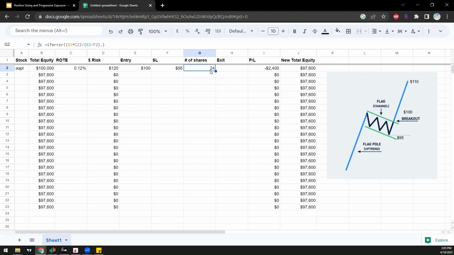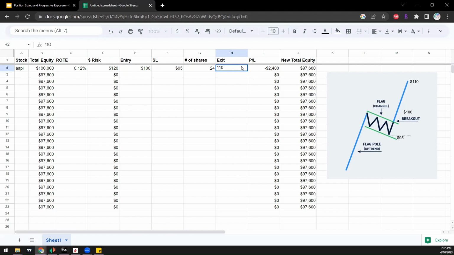So I'm going to go ahead in my brokerage account and put in an order of 24 shares in Apple. And for the purposes of this example, let's assume the trade works. Apple goes up another 2-3 days. It reaches 110, and I want to book profits there.